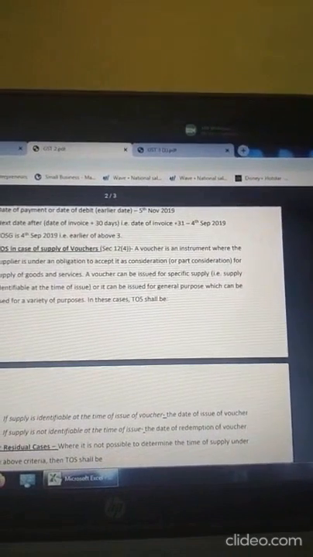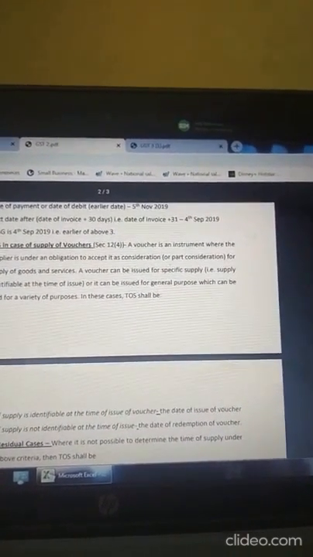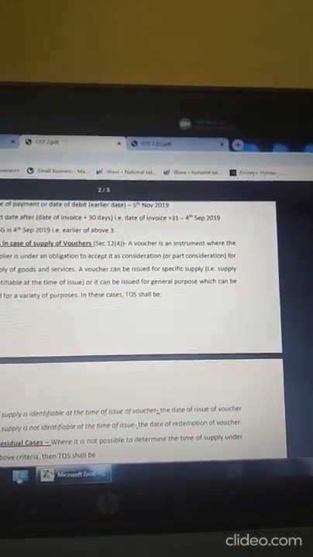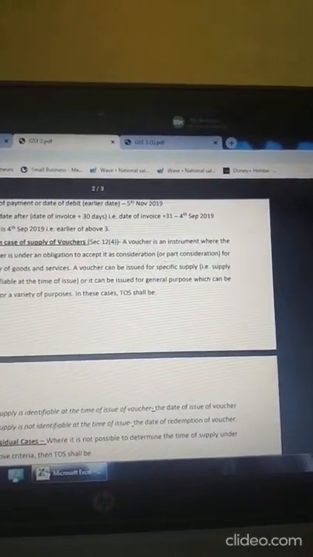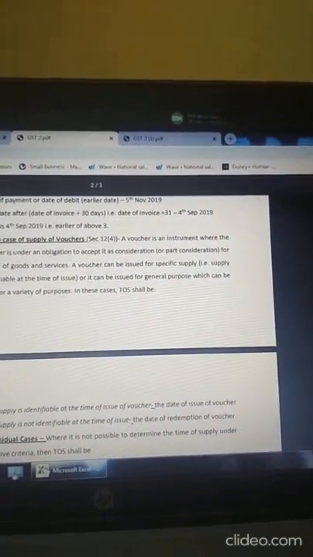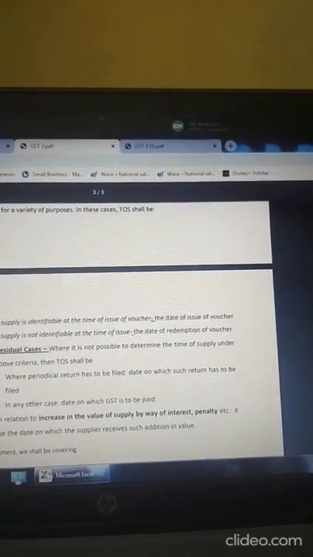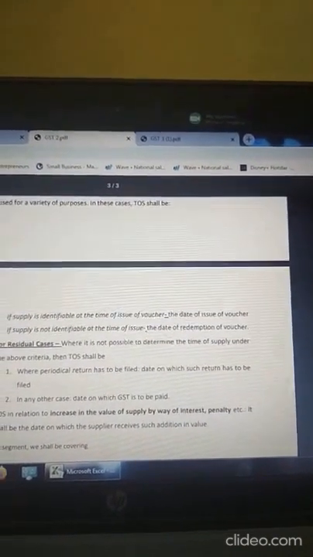Then, time of supply in case of supply of vouchers. A voucher is an instrument where the supplier is under obligation to accept it as consideration for supply of goods or services. A voucher can be issued for a specific supply, or it can be issued for a general purpose, which can be used for a variety of purposes. In these cases, the time of supply shall be the date of issue of voucher if the supply is identifiable at the time of issue. If the supply is not identifiable at the time of issue, it is the date of redemption of the voucher.